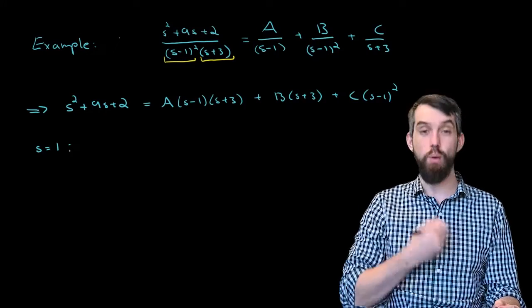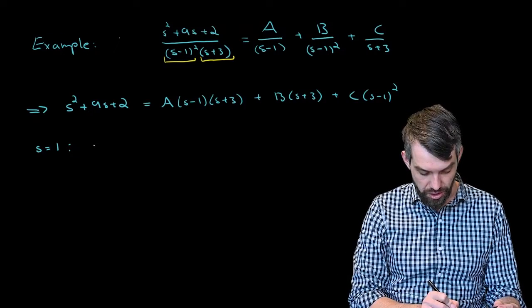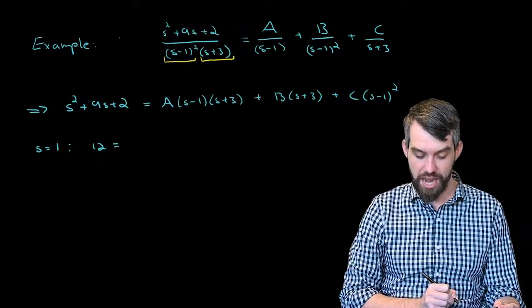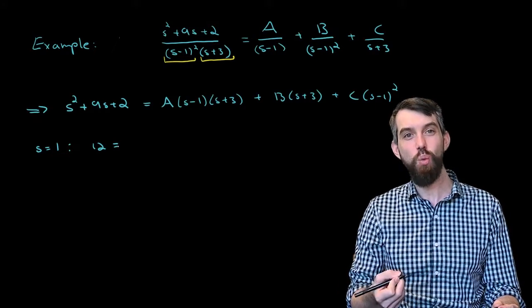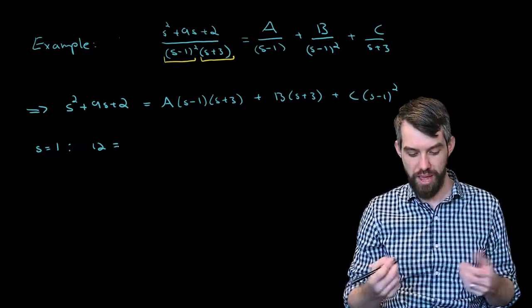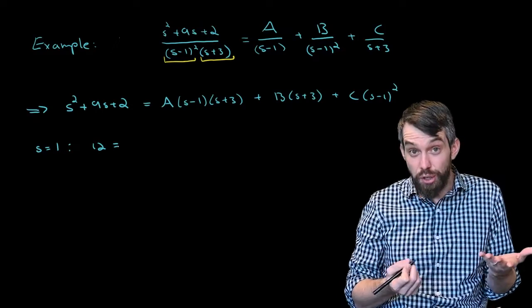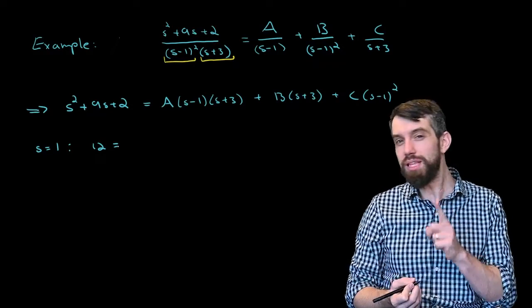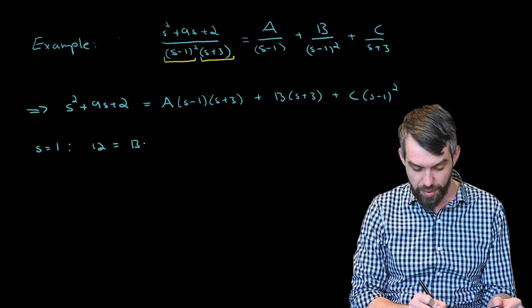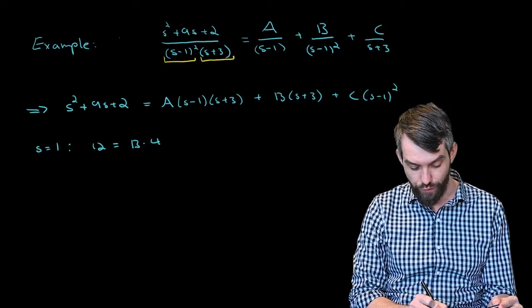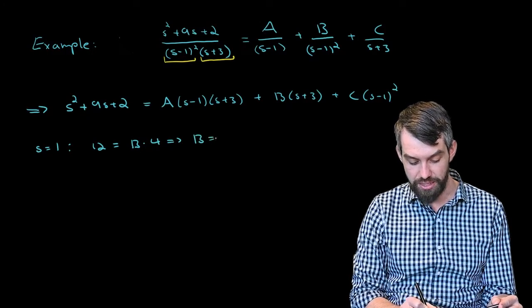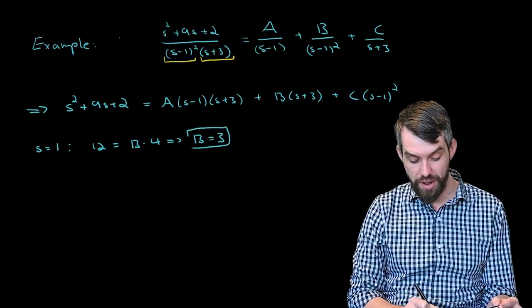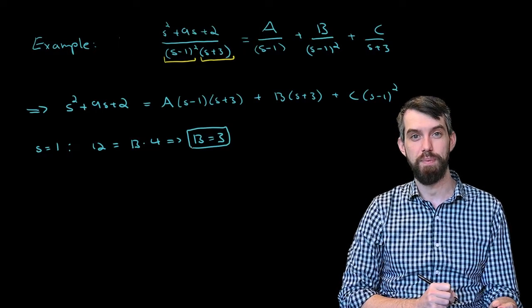on the left-hand side, I get 1 plus 9 plus 2, which is going to be equal to 12. On the right-hand side, because there's an s minus 1 on the a term, that goes away. Same for the c term. If you plug in 1, that's going to go away. So all that's left is the b term. So it's b multiplied by 1 plus 3, which is 4, and that's going to tell me that my b is equal to the value of 3. I have one of my three coefficients right off the bat.